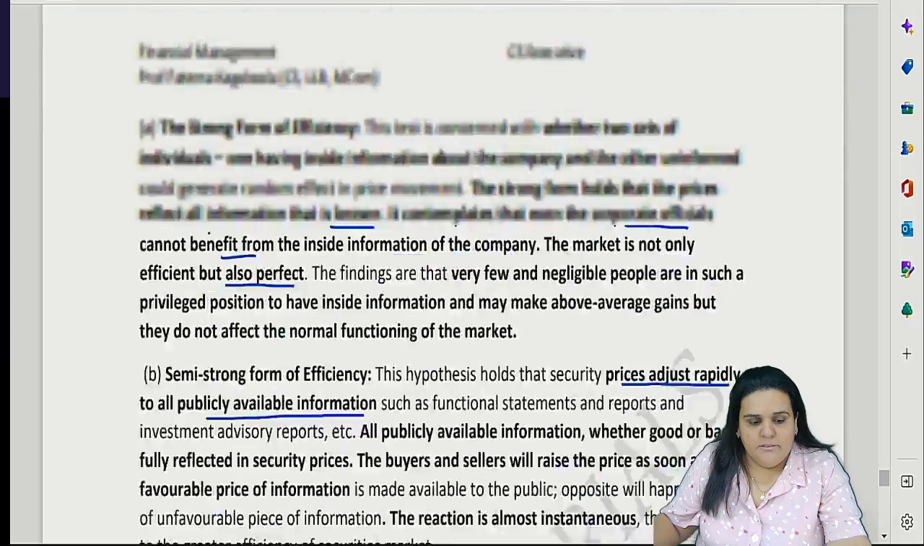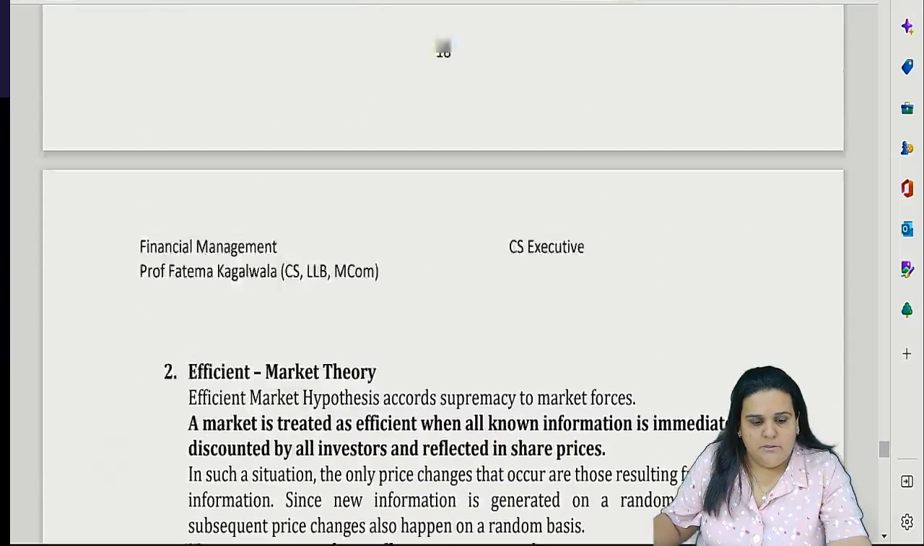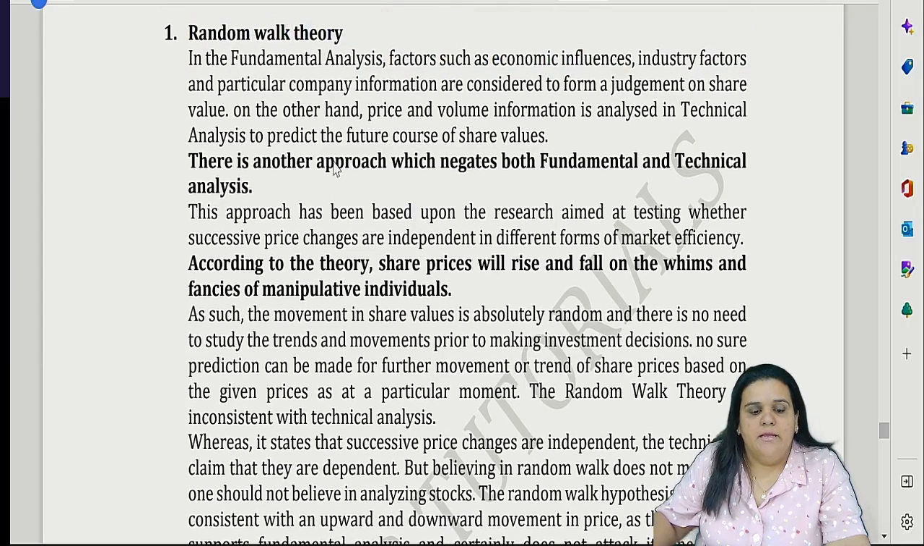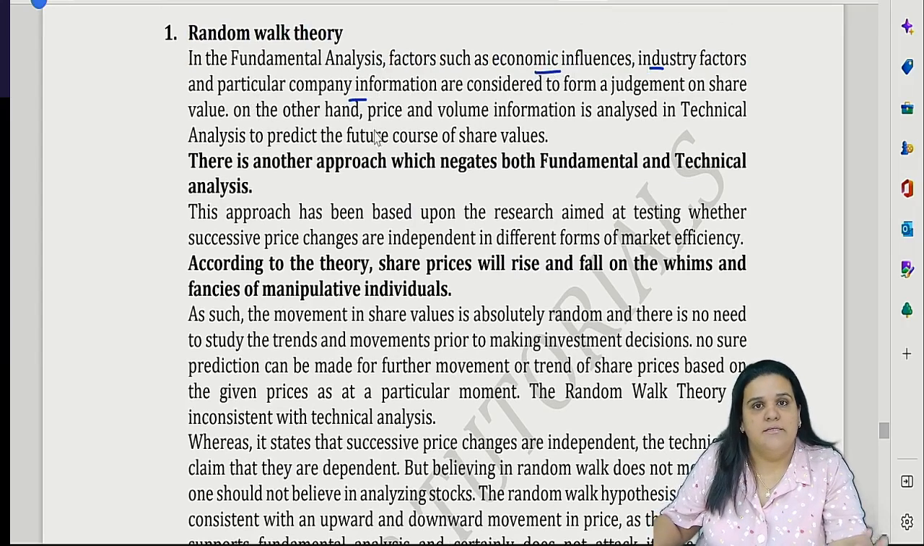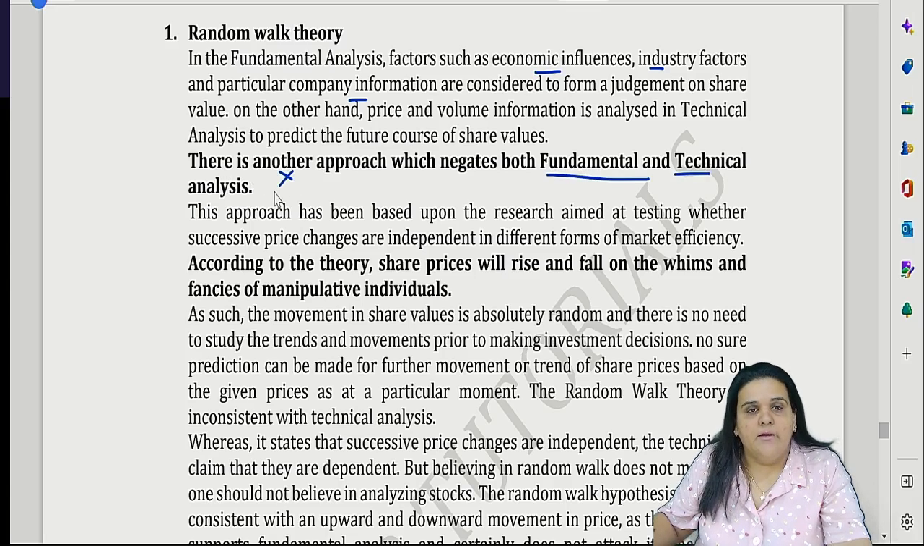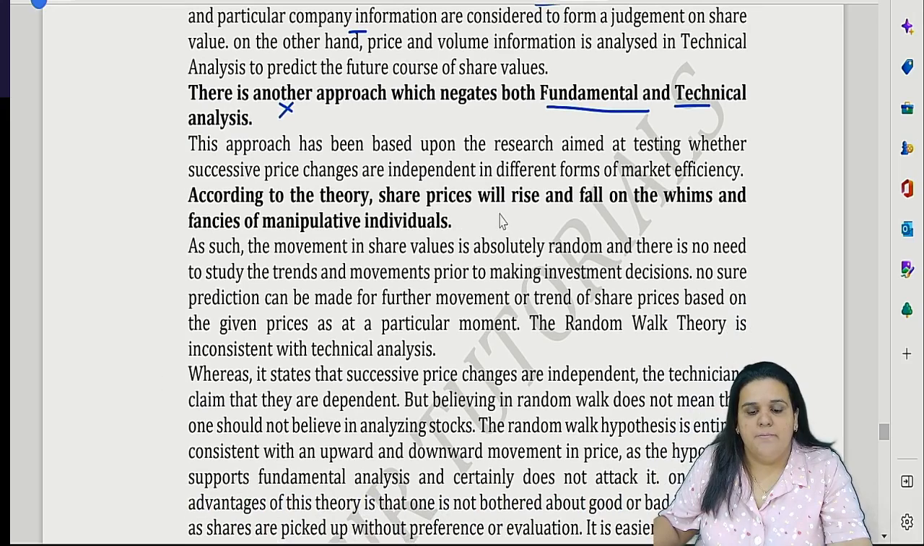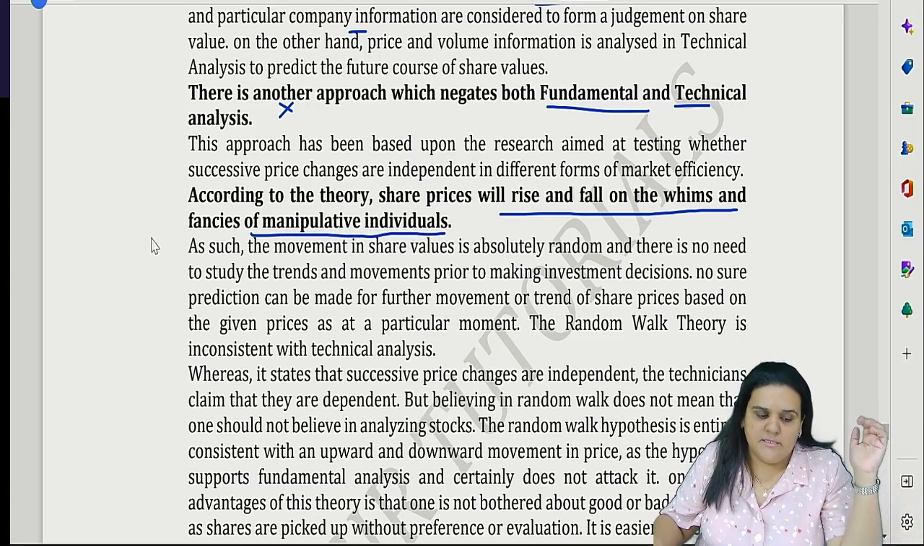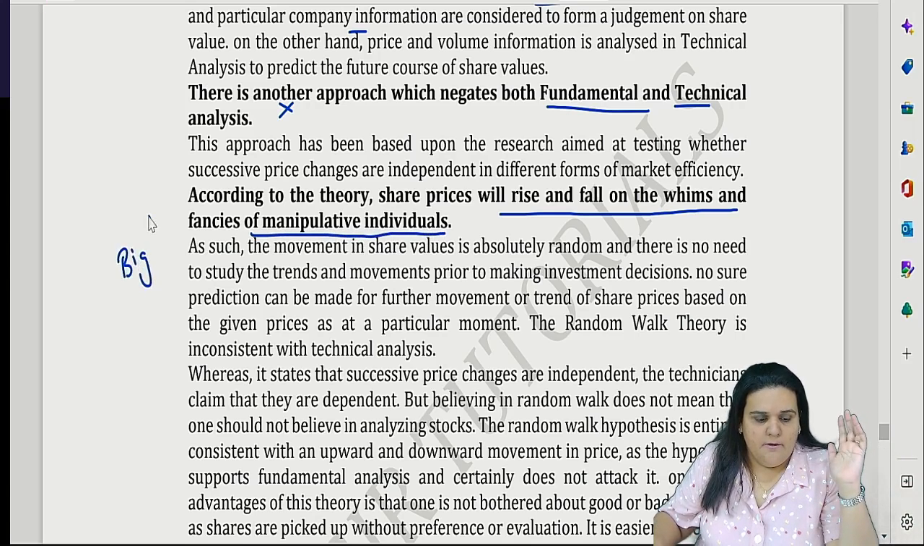And there was this random walk theory which I just missed over here. In fundamental analysis, factors such as economic, industry and company are considered, and then the judgment, and then you take the decision whether you want to. Basically we all do that. But there is another approach which totally neglects this. According to the theory, share price will rise and fall on the whims and fancies of manipulative individuals. There are still big fishes in the market, like the Harshad Mehta scam.